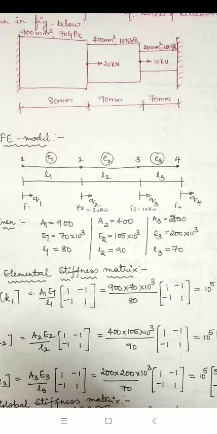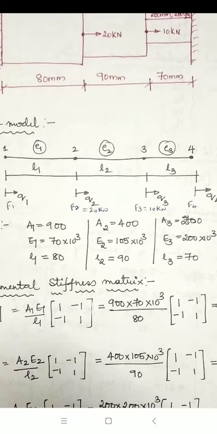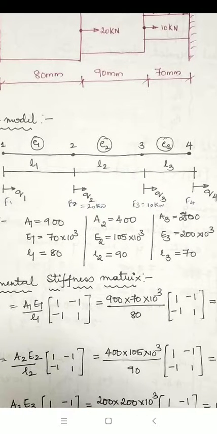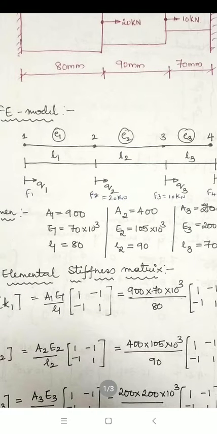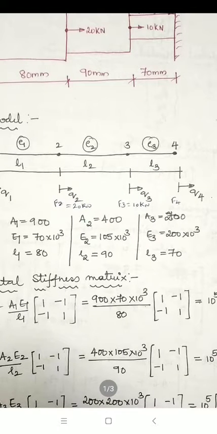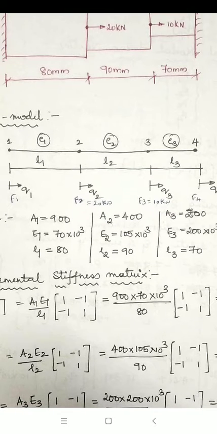There are three elements, which I have represented as E1, E2, E3. For E1 the nodes are 1 and 2. For E2 the nodes are 2 and 3. For E3 the nodes are 3 and 4. Q1, Q2, Q3 and Q4 are the displacements at node 1, node 2, node 3 and node 4 respectively. F1 is the force acting at node 1.